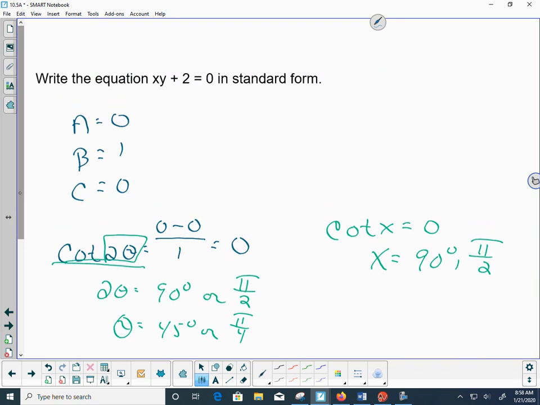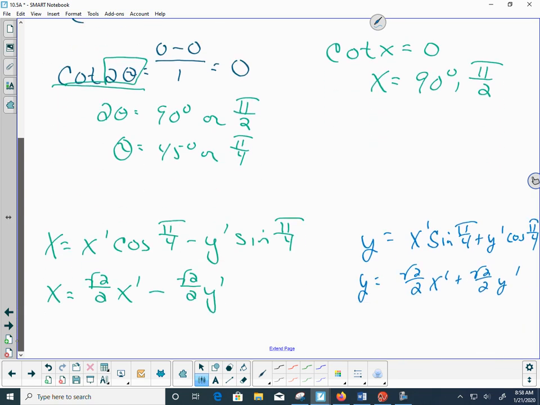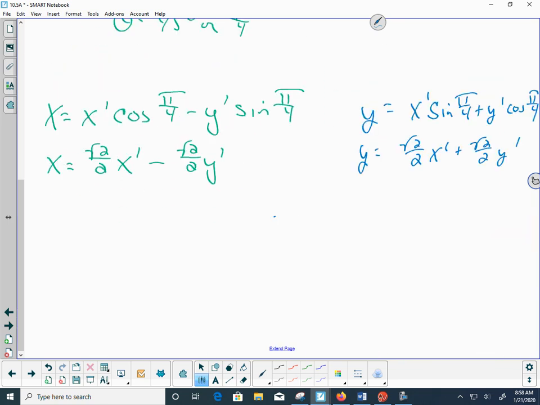Here's my equation. xy plus 2 is equal to 0. To make life slightly easier on myself, I'm going to make this xy is equal to -2. Everyone good with that?